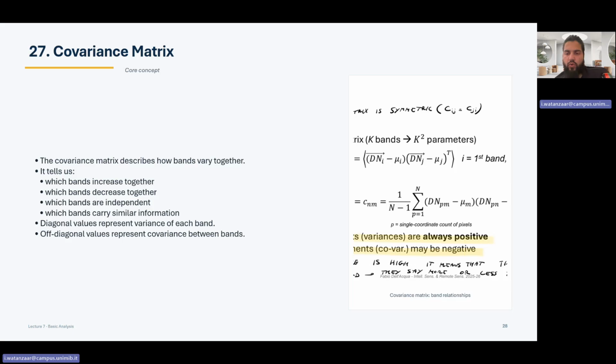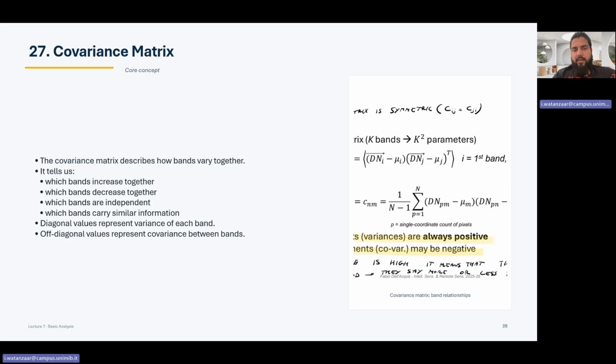Over there, we were discussing based on two pixel values, looking into the values over a certain distance and direction. Here we are passing from one band to another band and then looking into the covariance. This is describing how bands vary together. It tells us which bands increase together, which bands decrease together, which bands are independent. Independent means they are not related anymore. Which bands carry similar information. Exactly. Diagonal values represent the variance of each band, and off-diagonal values represent the covariance between the bands.